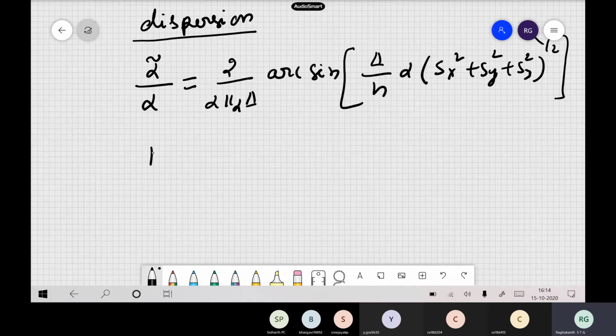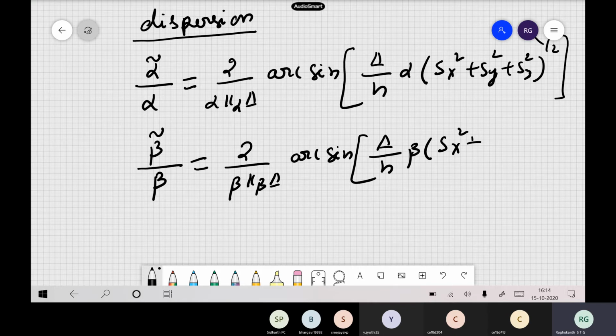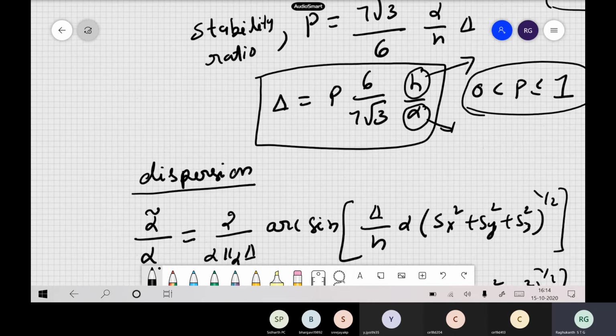And for the shear wave, beta hat, whatever you get in finite difference, and this is the exact velocity beta. So 2 by beta k beta delta, arc sine of delta by h times beta times (sx square plus sy square plus sz square) whole to the power of half. How did we get this one? From the same equation only.